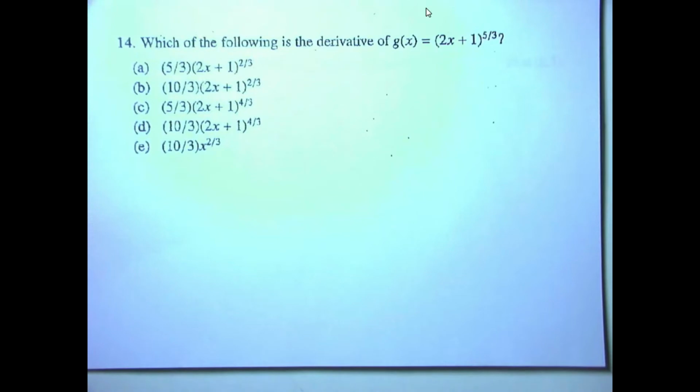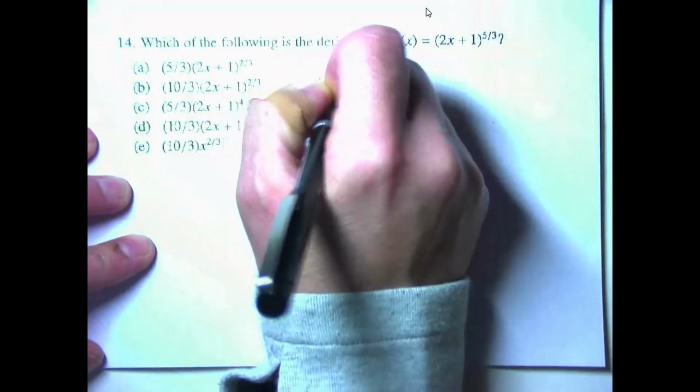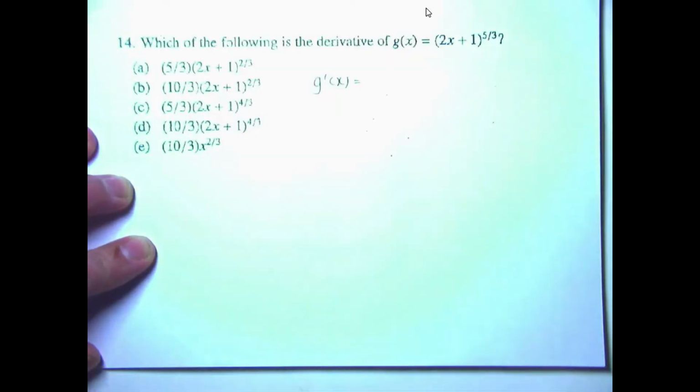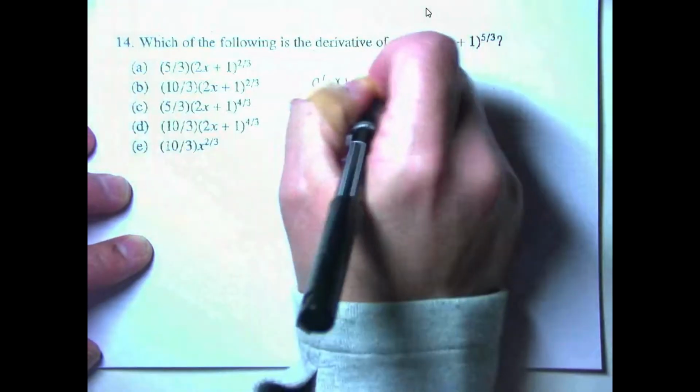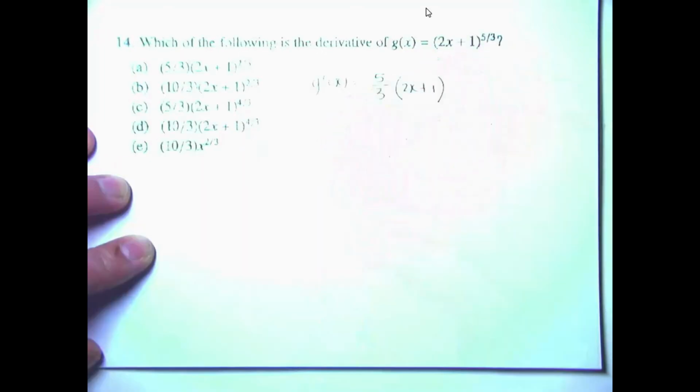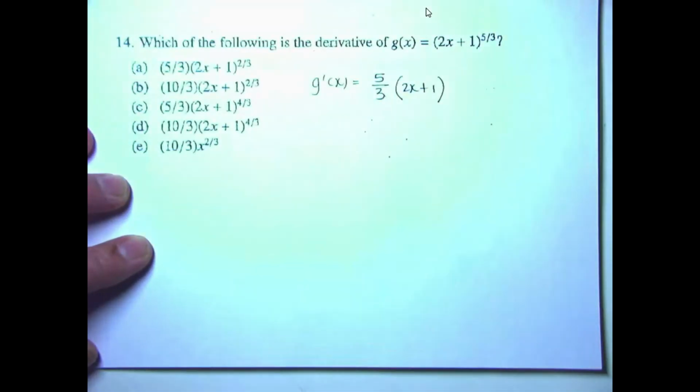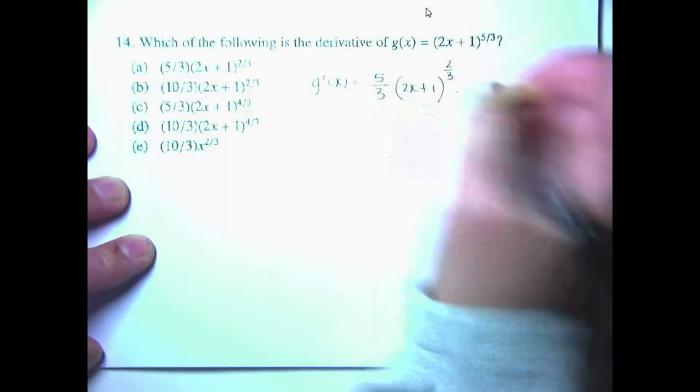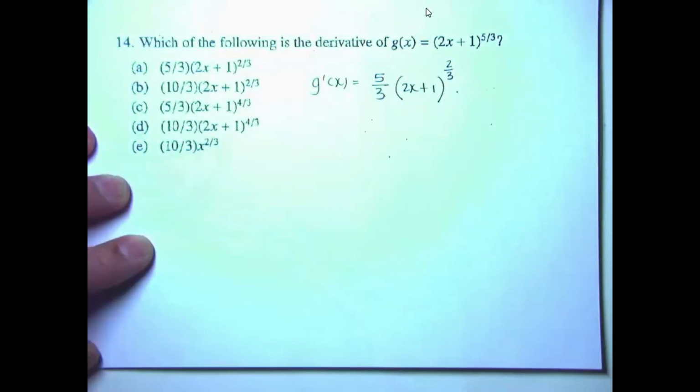All right, problem number 14. Which of the following is the derivative of g of x equals 2x plus 1 raised to the power 5/3? Again, by the chain rule, g prime of x will be equal to derivative of the outside. So the outside is something raised to the power 5/3. So that derivative will be 5/3, leave the inside alone, 2x plus 1 raised to the power 5/3 minus 1. So 5/3 minus 3/3 is equal to 2/3 times derivative of the inside. Derivative of 2x plus 1, simply just equal to 2.